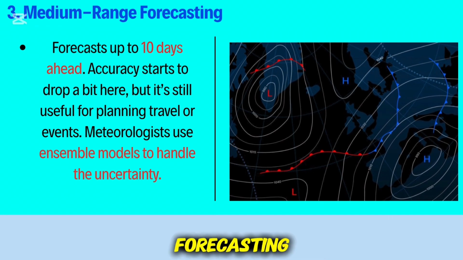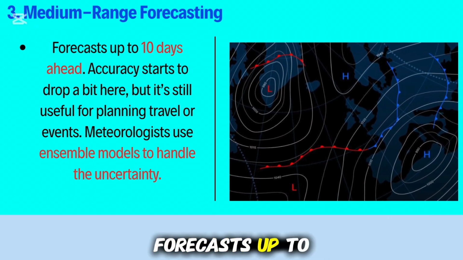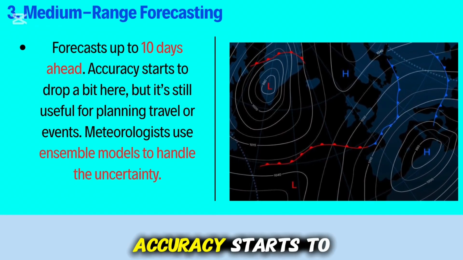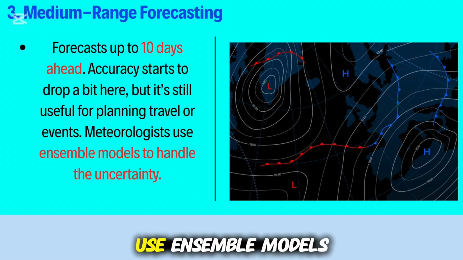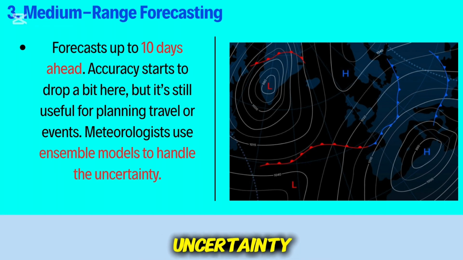Third, medium-range forecasting. Forecasts up to 10 days ahead. Accuracy starts to drop a bit here, but it's still useful for planning travel or events. Meteorologists use ensemble models to handle the uncertainty.